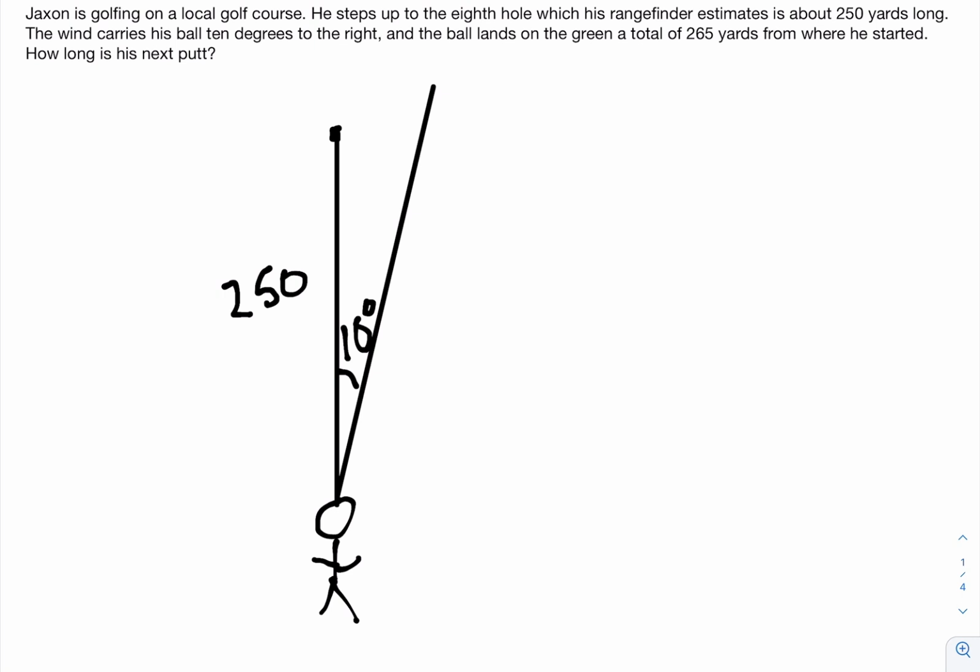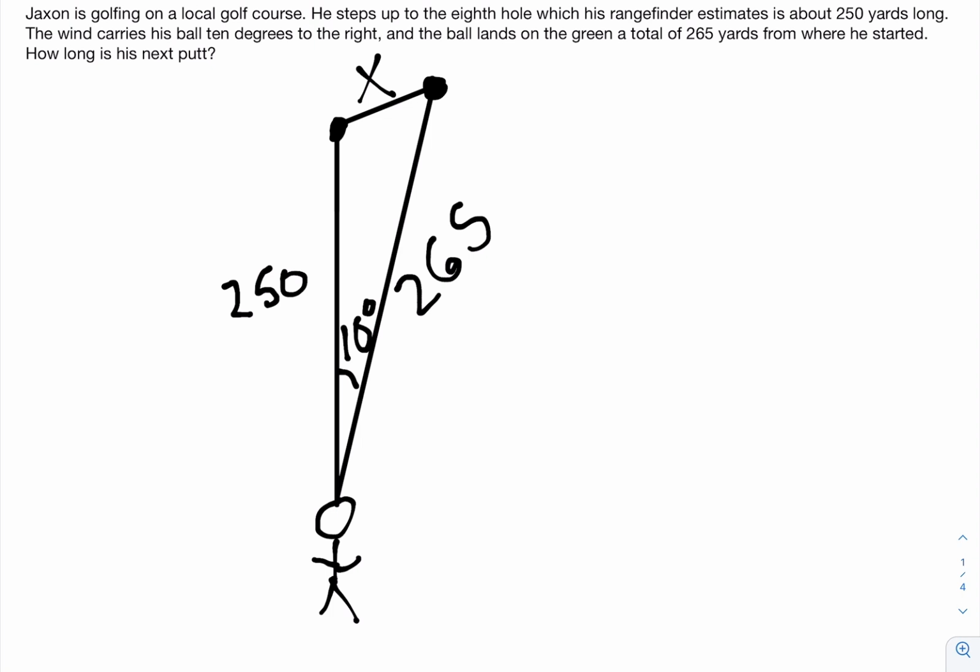And it says the ball lands on the green. So the green is just where the hole is, kind of the thin layer of grass. And the ball lands on the green a total of 265 yards from where he started. So that means that this distance here is 265. How long is his next putt? So we can complete this triangle here. If he hits it 265 yards, this is where the ball ends up. This is where the hole is. So he's putting from here to here, trying to get it into the hole. We're trying to figure out the distance x, the distance of his next putt.